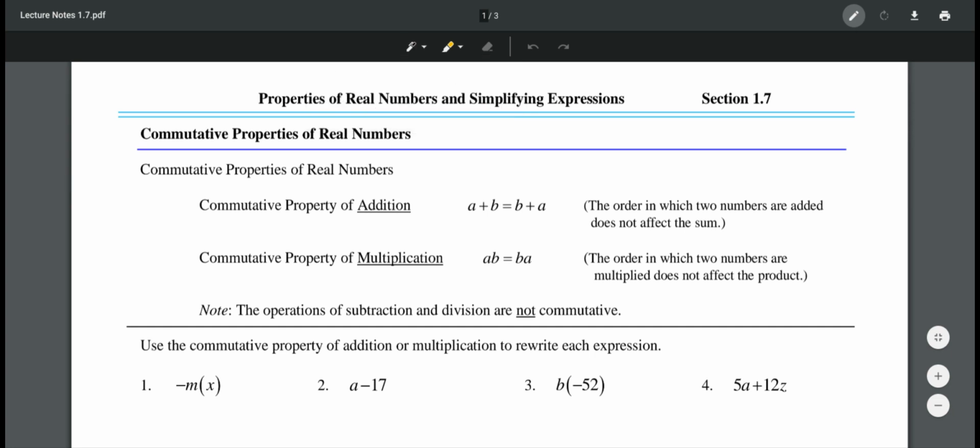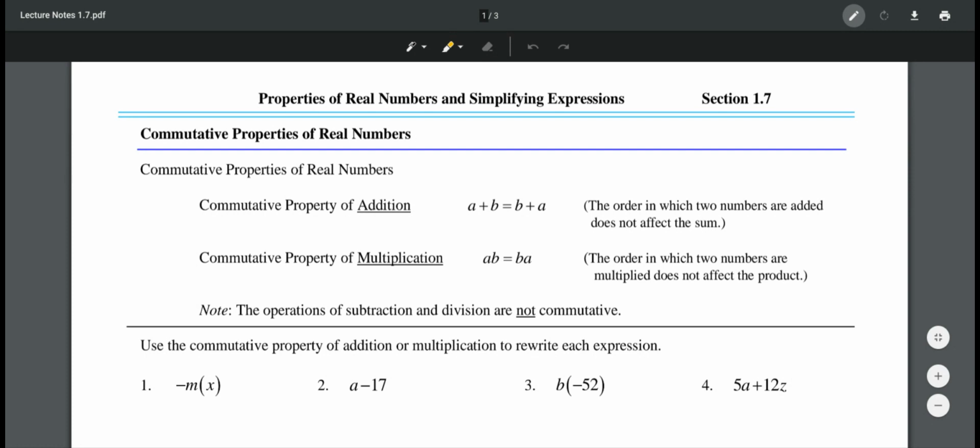This is the final section in our Chapter 1 lessons, and this talks about the properties of real numbers. So this kind of ties everything that we've done back together. So we're just going to jump right on in with the properties.